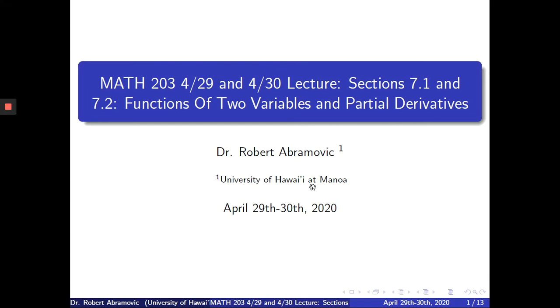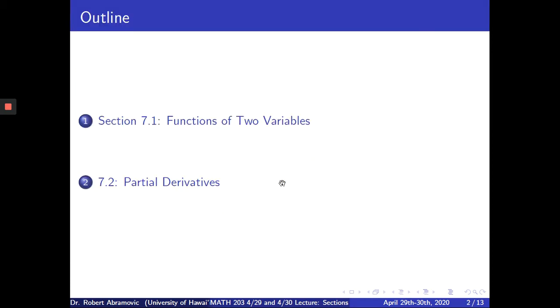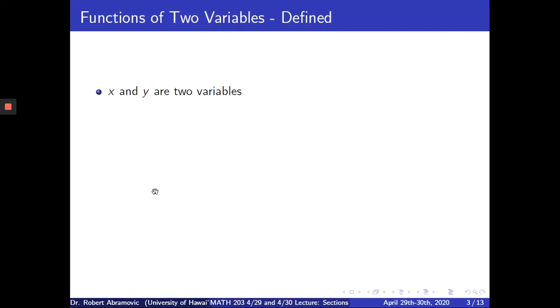Today's lecture is on sections 7.1 and 7.2, functions of two variables and partial derivatives. So we'll talk first about section 7.1, functions of two variables. Then we'll talk about section 7.2, partial derivatives.